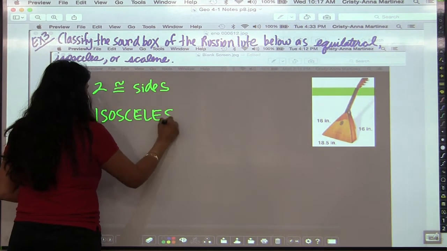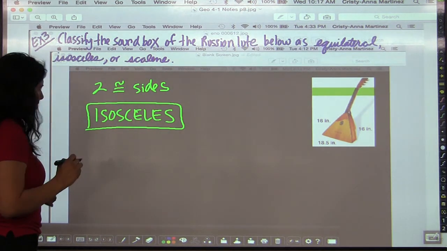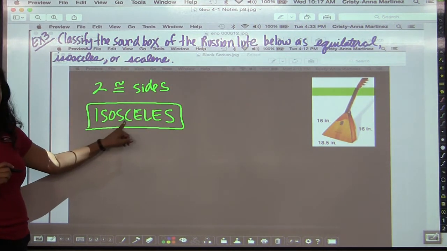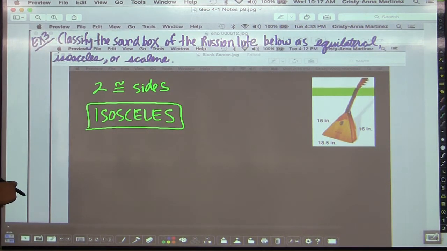And this is one of the weirdest spelled words ever. I always want to call it isosceles. I don't know, I'm not exactly sure why it has SC there. But isosceles triangle for that one.